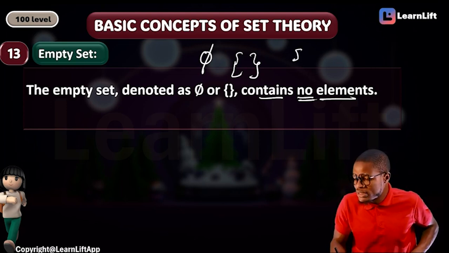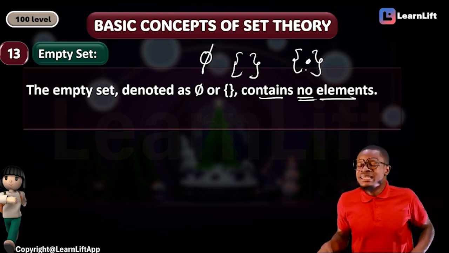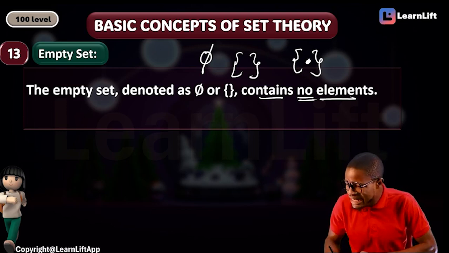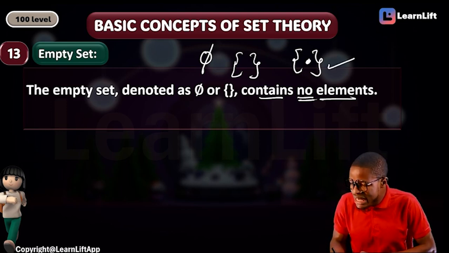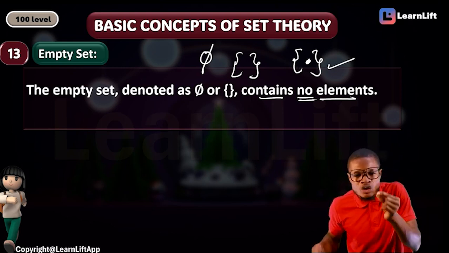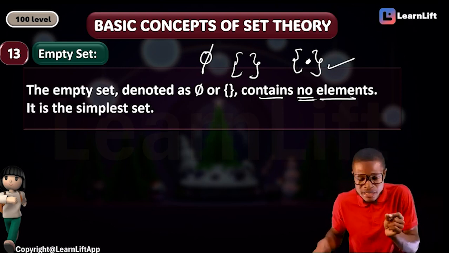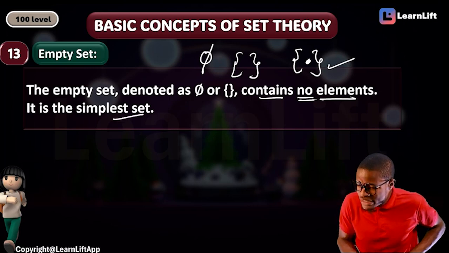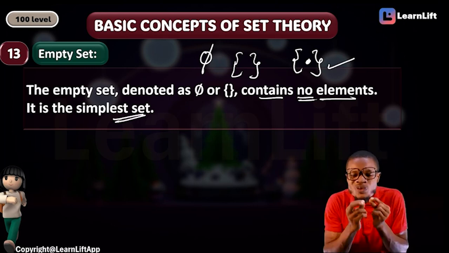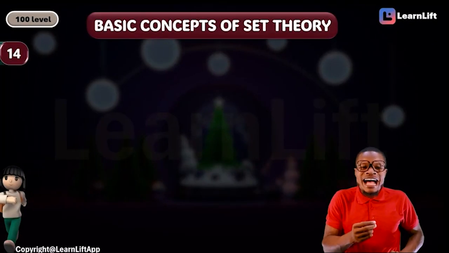You can't go and, for example, take this and put dots inside and say this is an empty set. It is never an empty set. Why? Because in this set there is an element there. And what is the element there? Dots. Are you getting me now? The empty set contains no elements. Another thing about the empty set is that it is the simplest set. So the simplest of all sets, what is it called? It is called an empty set.